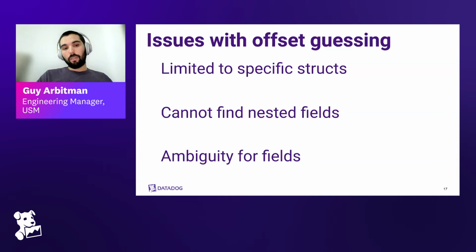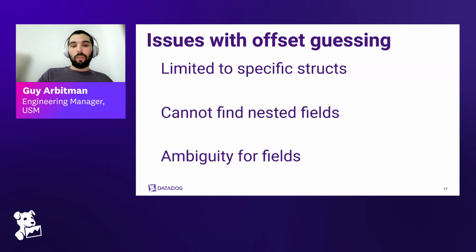Another issue is nested or complex structs, for example, the task struct. We might need multiple steps to get the desired offset, but it is more likely that we will not be able to get it at all. And the third problem is that some kernel fields can have the same value, so we cannot know exactly what the correct offset is. This is the ambiguity issue.